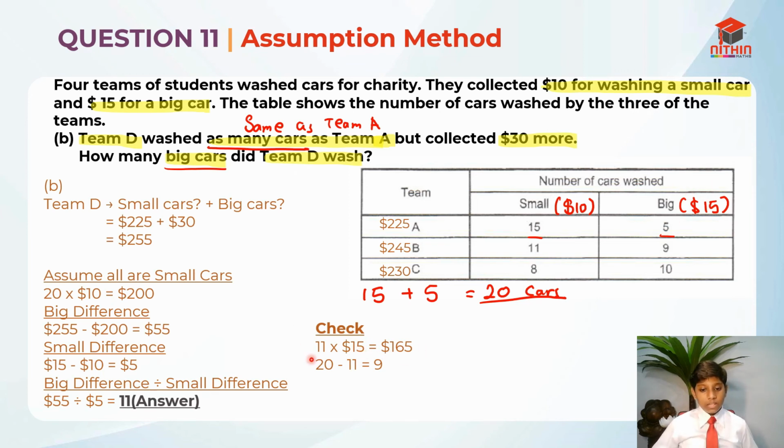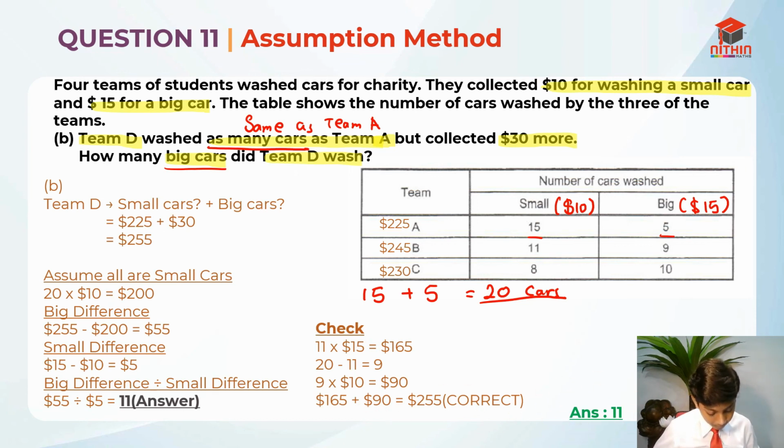And now you take 20 minus 11 to find the number of small cars, which will give us 9. Then you take 9 times $10. Each small car is $10 for washing, right? Which will give us $90. And now by checking it, we should get $255 by adding both of these. So it will give us $255. So the answer is 11. So this is double checked, so this is correct. So we know that the answer is 11. So for part B, the answer is 11.